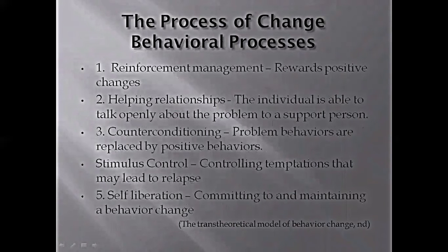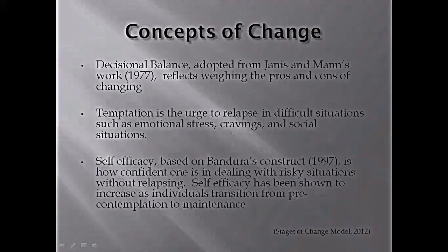The behavioral process of reinforcement management rewards positive behavioral changes. Helping relationships occur when the individual is able to talk openly about the problem to a support person. Counterconditioning occurs when problem behaviors are replaced by positive behaviors. Stimulus control involves controlling temptations that may lead to relapse. And self-liberation involves committing to and maintaining a behavior change.